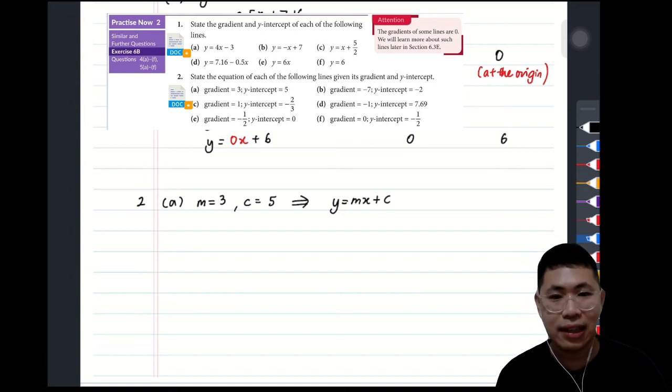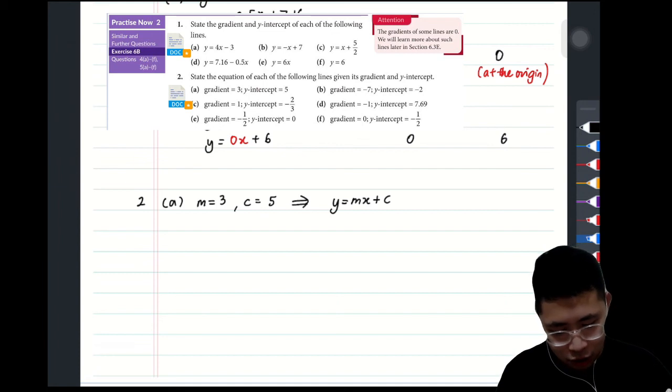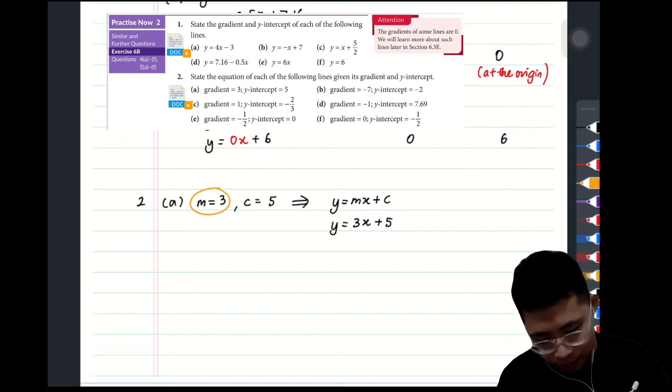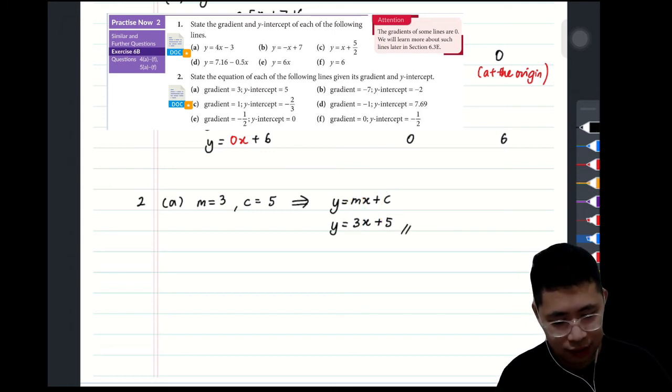You don't have to write this step. I'm just going to write y equals mx plus c. So you're going to write y equals 3x plus 5. m is 3, c is 5. And this will be our final answer.